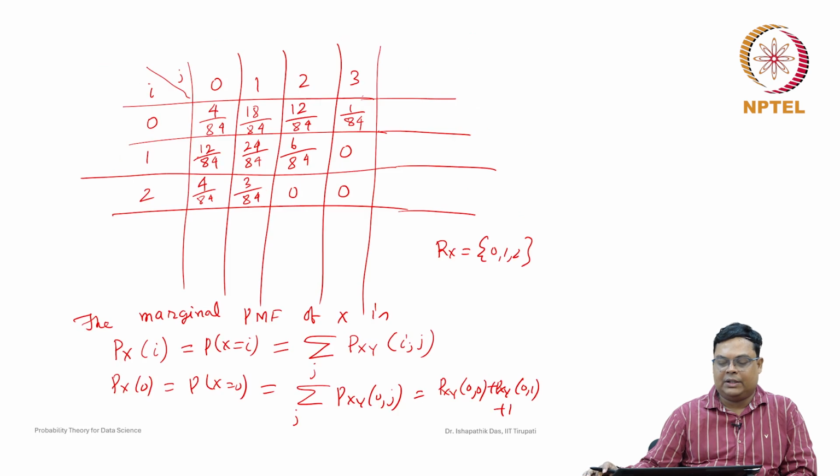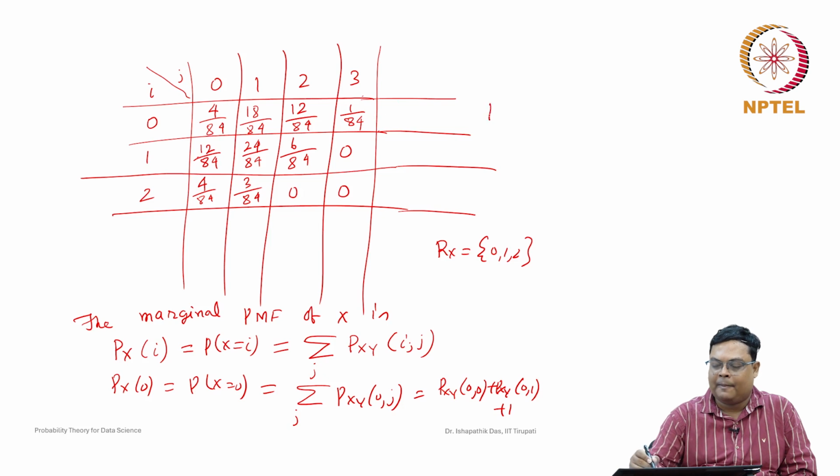See that fixing 0, we want to find Pxy 0 0, which is this, Pxy 0 1 is this, Pxy 0 2 is this and Pxy 0 3 is this. That means if you take the row sum here, we will get Px of 0. Similarly, if you take the row sum here, you will get Px of 1. Similarly, if you take the row sum here, you will get Px of 2.